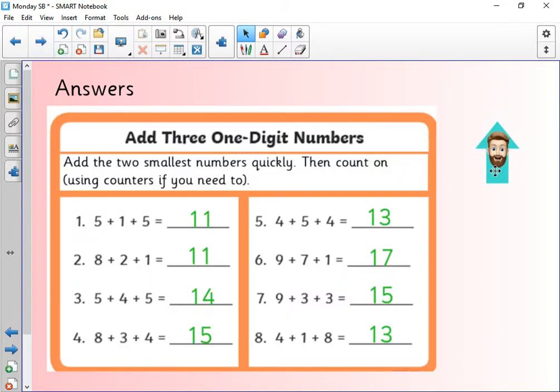Okay, here are the answers from last Friday's lesson. Hopefully you've marked them already, but make sure you have.